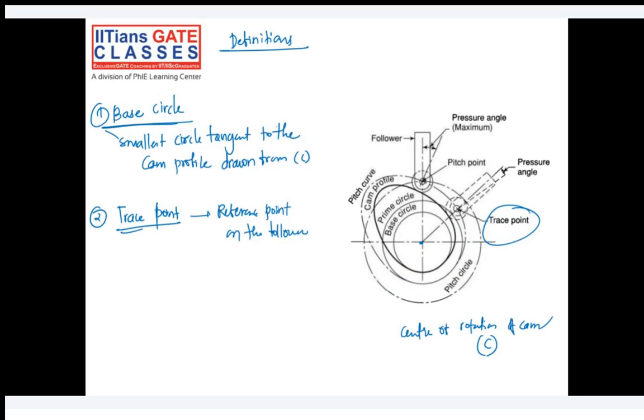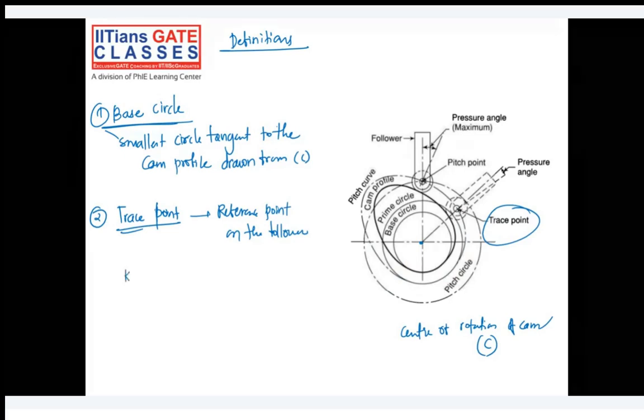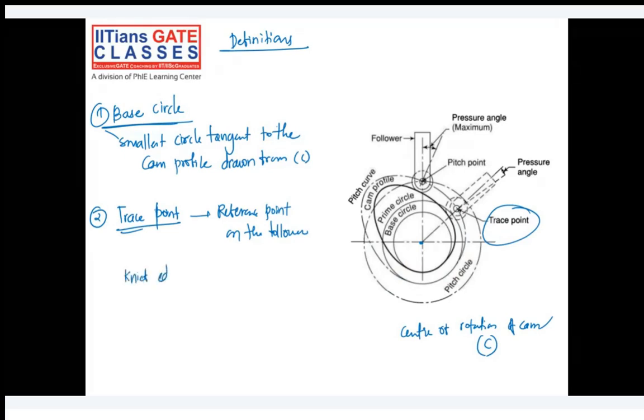a knife edge follower. So how will the knife edge follower look? Like this it will look. So in that case, this will be your trace point, okay? This will be your trace point. The trace point itself lies on the cam profile.